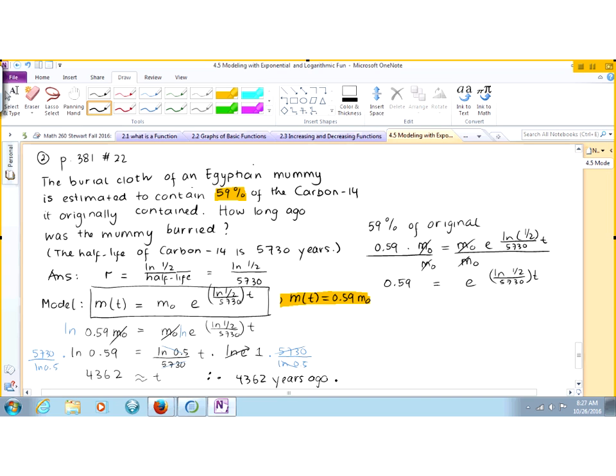Wow. Okay. This is how scientists, geologists, archaeologists tell how old a mummy is. Otherwise, how do we know? Right? Truthfully? Are we okay so far? Okay. So now I'm done with the exponential growth. Now the next one is Newton's law of cooling.